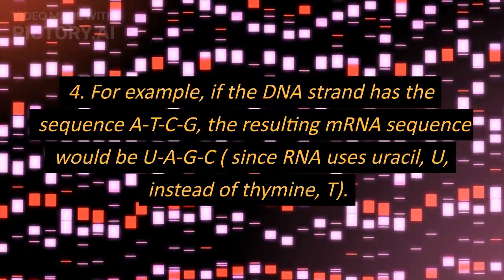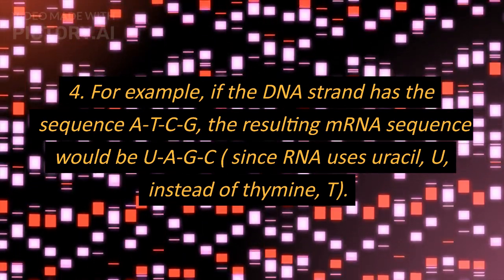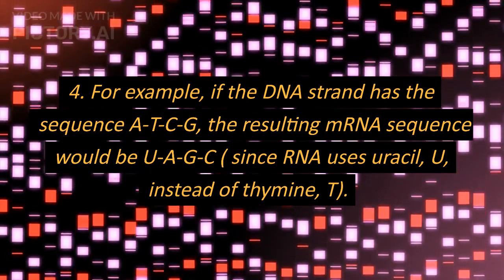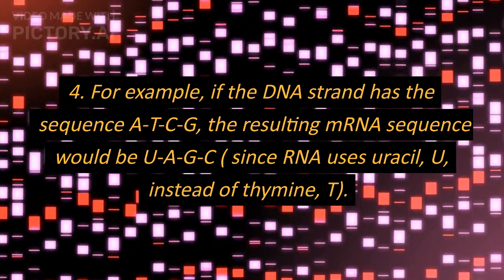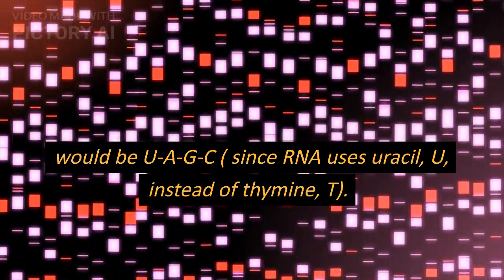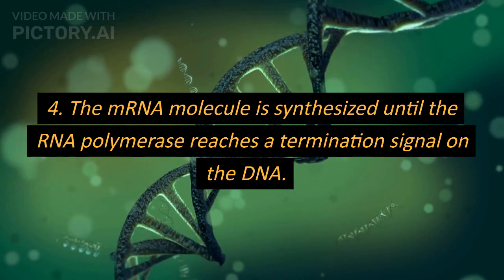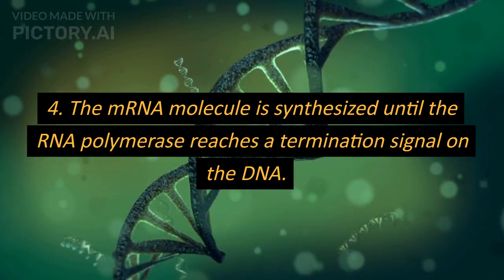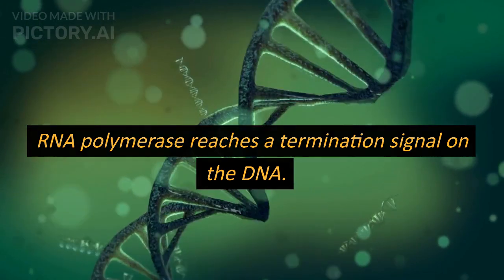4. For example, if the DNA strand has the sequence ATCG, the resulting mRNA sequence would be UAGC, since RNA uses uracil, U, instead of thymine, T. 4. The mRNA molecule is synthesized until the RNA polymerase reaches a termination signal on the DNA.